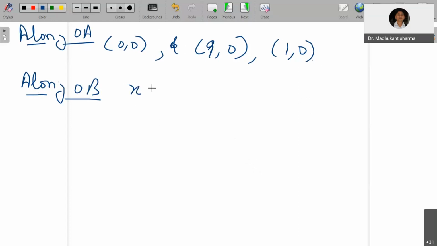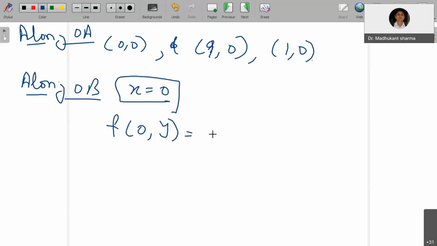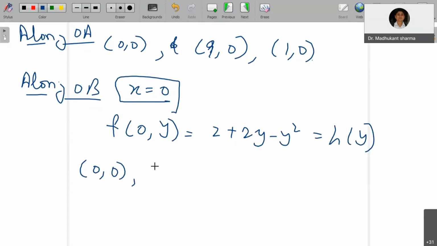you have x equals to 0. So again, you have the same symmetry, at 0 comma y, f is equal to 2 plus 2y minus y squared, and that you can denote by h(y). And again, you repeat the similar process. So the possible critical points, the boundary points, are 0 0 and 0 comma 9. And the other point is going to be 0 comma 1. So this has already been considered, so no need to consider it again. 0 0 is already counted here.